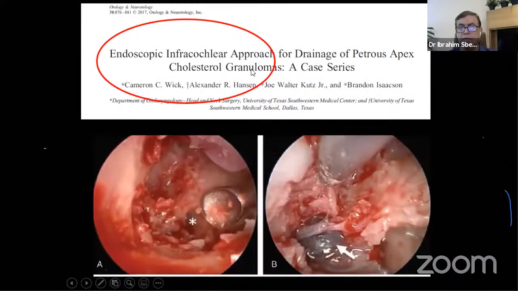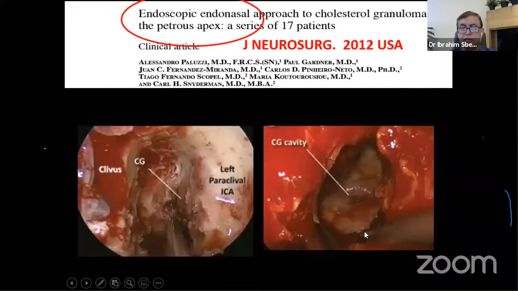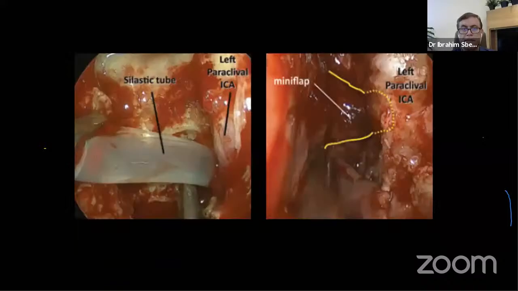Endoscopic infracochlear approach. Endoscopic intranasal approach. This is the granuloma. They have removed it and they have put this stent to keep it open. Another endoscopy intranasal. You can see this paraclival, anterior carotid, and they went here into the petrous apex to remove the cholesterol granuloma. And they have left a stent inside, and they have put a mini flap inside.